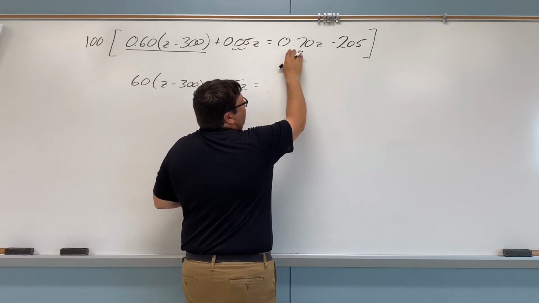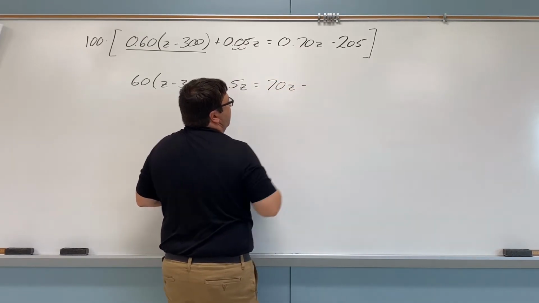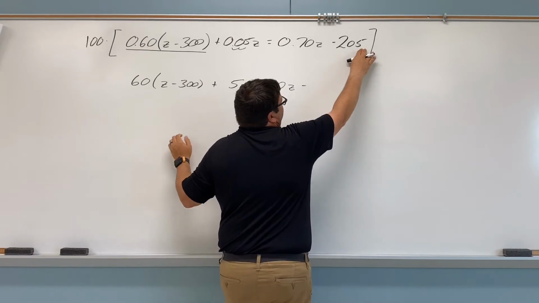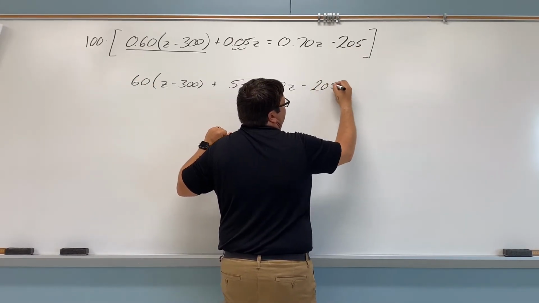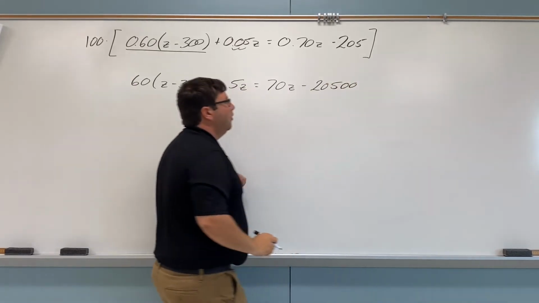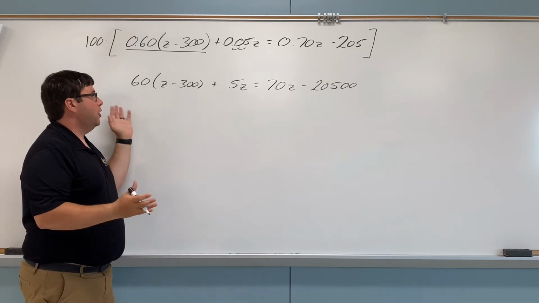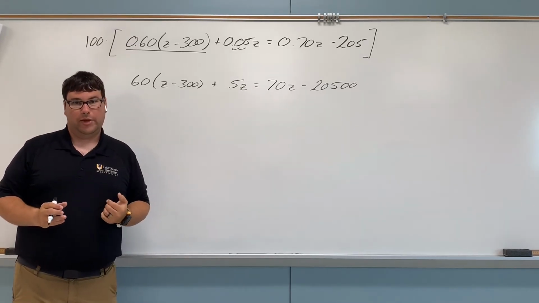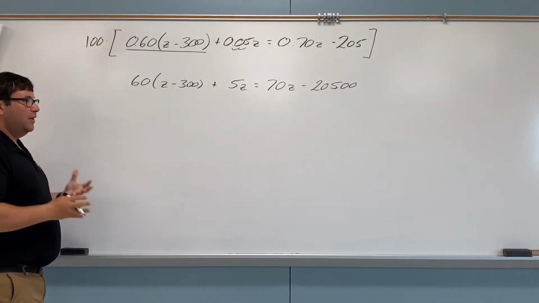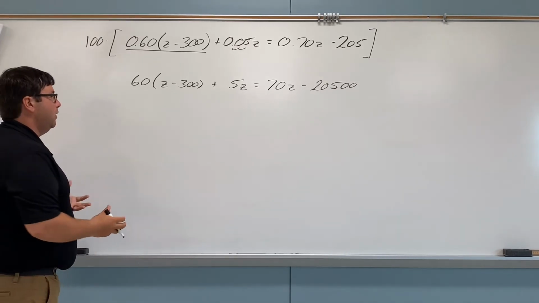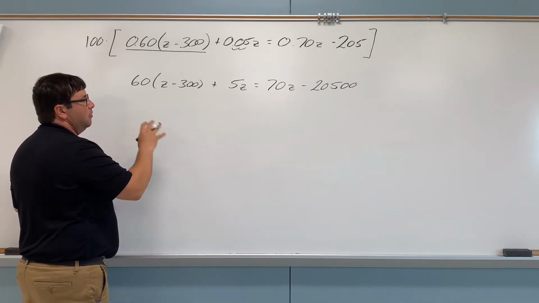Okay, and then I'm clearing here. I have 70z. And I have no decimal places here, so 100 times 205 is 20,500. Great. Now we have no decimals through our new equation. Again, all we're doing is manipulating, so we haven't really done anything different at this point. What we do need to do at this point, however, is start rearranging.